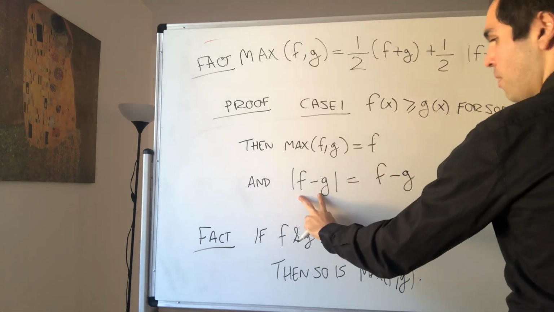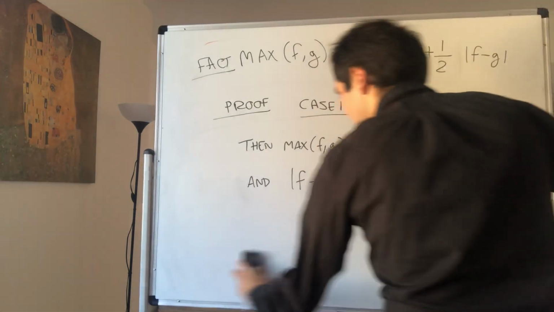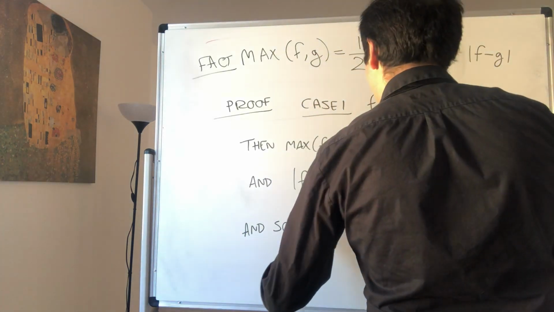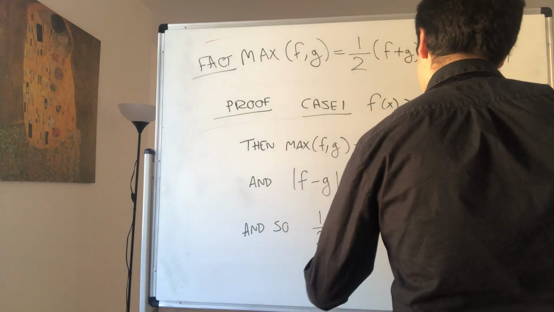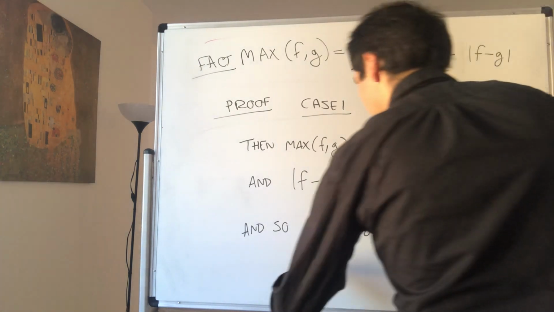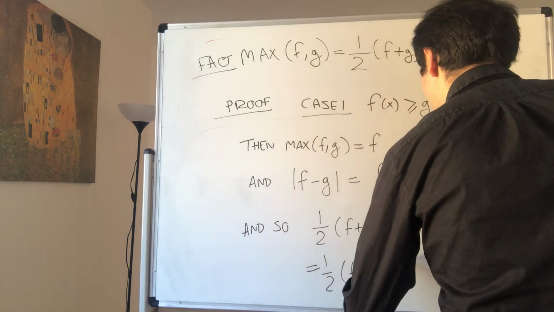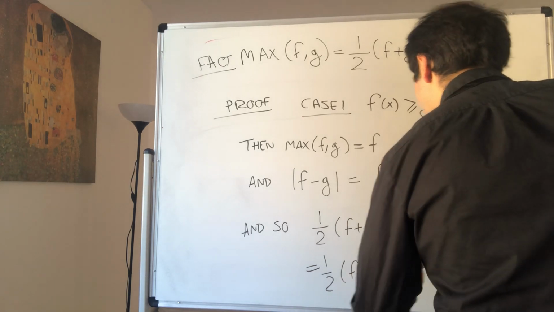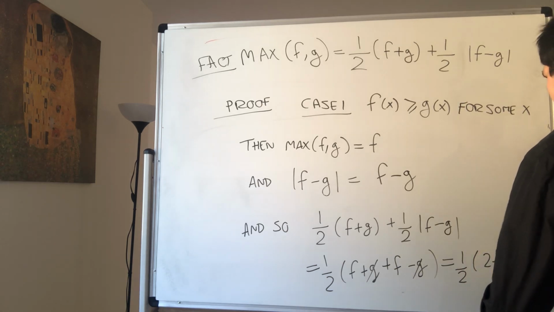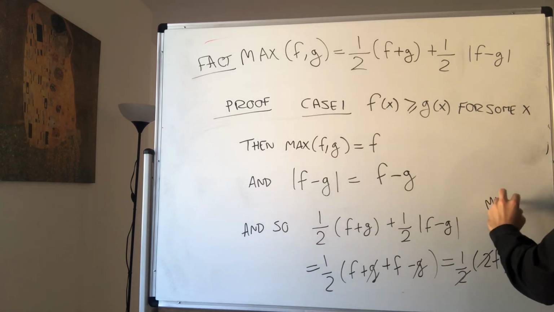So you see the difference is non-negative, therefore the absolute value is just the function itself, and so what do we get? 1/2 f plus g plus 1/2 absolute value of f minus g. That's just 1/2 of f plus g and then plus f minus g. This cancels out and we get 1/2 of 2f and we get f. And remember we said the maximum of f and g is f in this case.